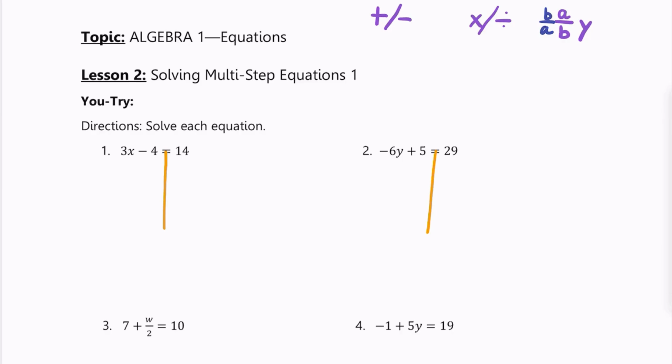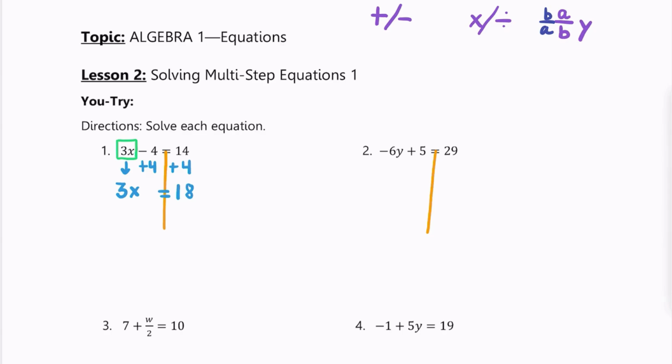Looking at this first problem, I'm going to put my 3x in the box. I want to isolate that first, so I'm going to get rid of everything outside of that box. For this -4, I'm going to get rid of it by doing the opposite operation, which is to add 4. If I add 4 on that side, I must keep it balanced by adding 4 on the right-hand side. Then I bring my 3x down. That leaves me with 3x equals 18. That was step 1.